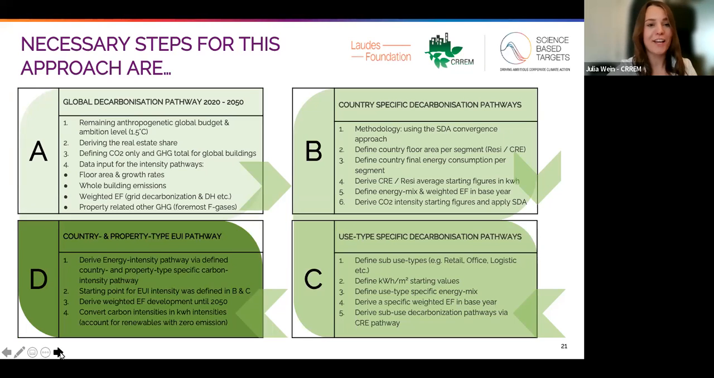So here, as you can see, is a lot of text, but we also have a methodology document if you're more interested in this. Just to quickly summarize, we start with the global budget, of course here everything aligned with IEA, SBTi, and so on. And then we look at what the real estate share is, and take this to the real estate sector. Then we take this one step further to country level, and then to the property type specific pathways.